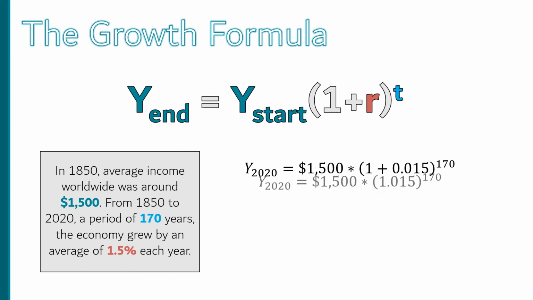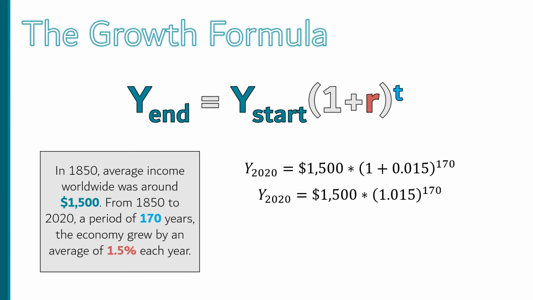I can simplify what is in the parentheses here. 1 plus 0.015 is 1.015. Then we can use a calculator to raise 1.015 to the power of 170, which is 12.56687. When doing these calculations on your own, I recommend doing it all at once in a calculator, so you don't have to round anything.